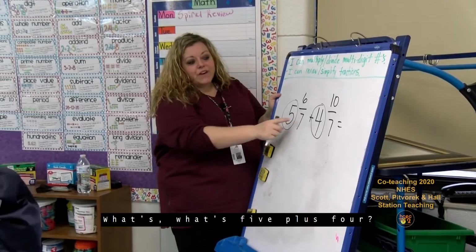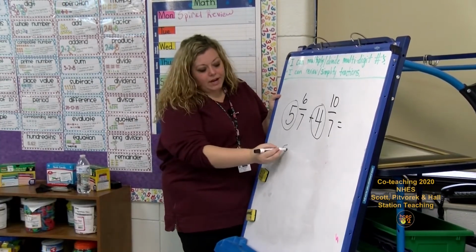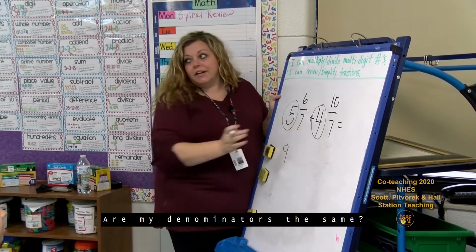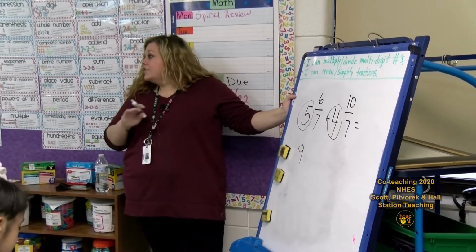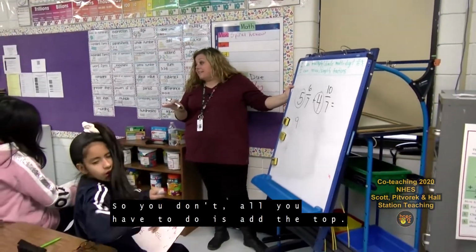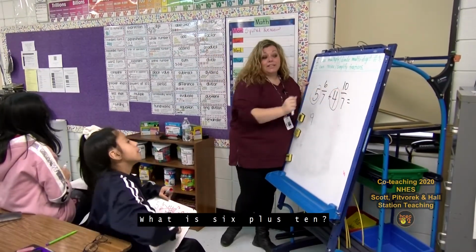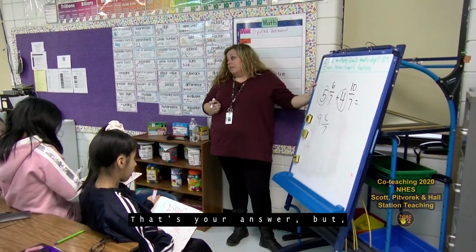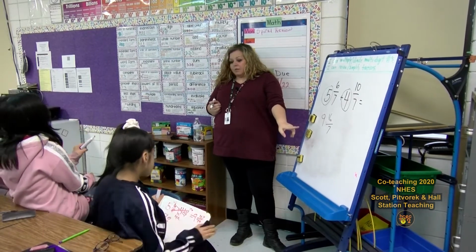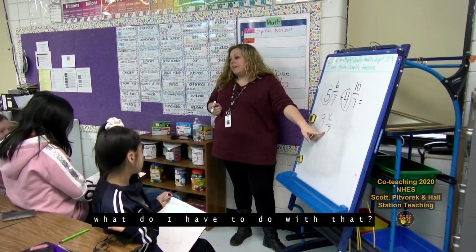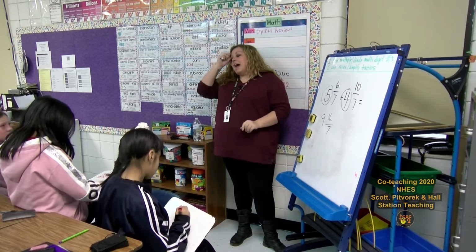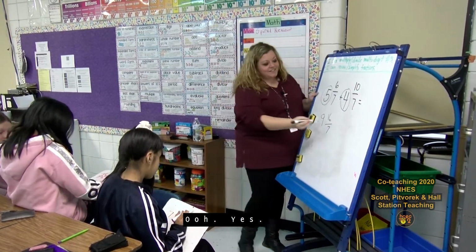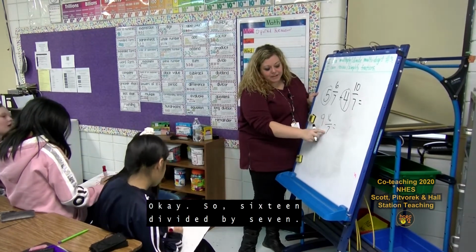What's 5 plus 4? Okay, so I'm going to write a 9 first. Are my denominators the same? So all you have to do is add the top. What is 6 plus 10? So 16/7. That's your answer, but what do I have to do with that? I have to divide, because what kind of fraction is that? Ooh, yes. Okay, so 16 divided by 7.